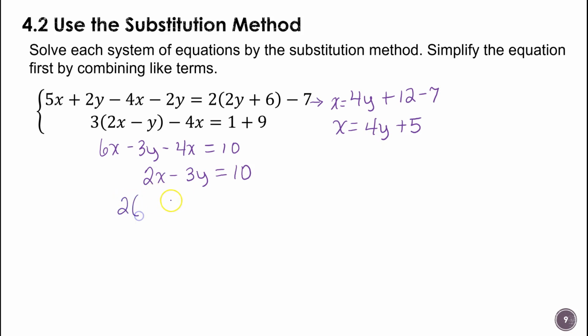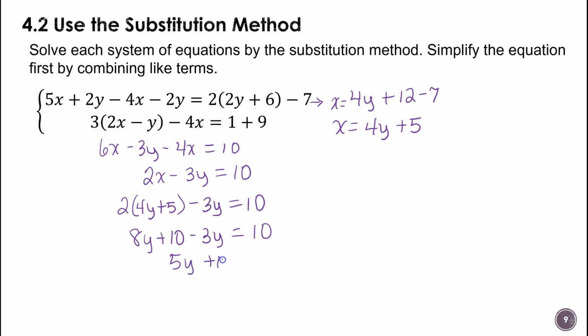So it's going to be 2 times that 4y plus 5, right? Minus 3y equals 10. Don't leave anything out. So we have 8y plus 10 minus 3y equals 10. So 5y plus 10 equals 10, and when I subtract the 10 so that I can isolate my variable term, I get 5y equals 0. So y is 0.